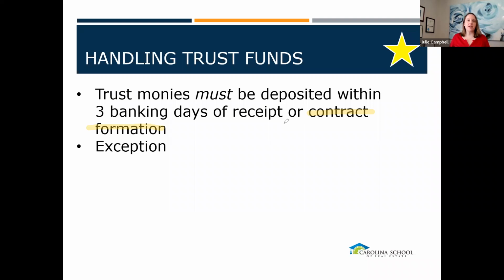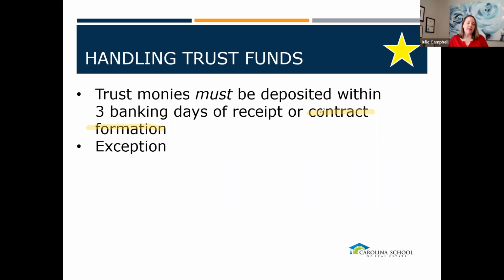They say, here you go. Will you hang on to this for me until we go under contract? When you accept that, you're not going to run to the bank and deposit it, because the buyer doesn't owe any money until and if a contract is formed. So in the throes of negotiation, the buyer says, here's my earnest money deposit. Hang on to this for me. And you need to hang on to it until the contract is formed.